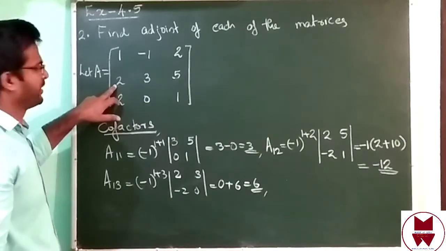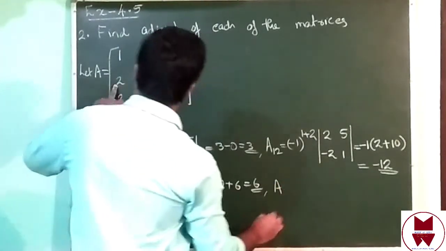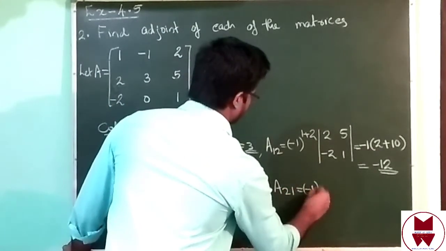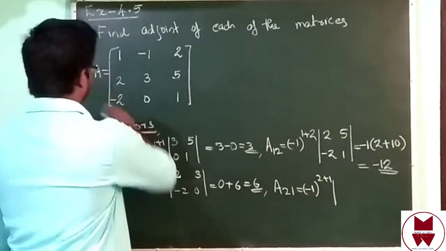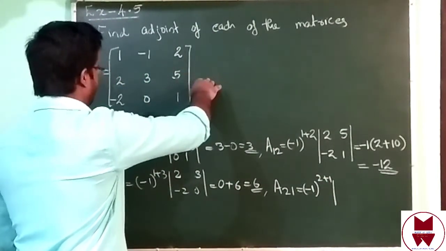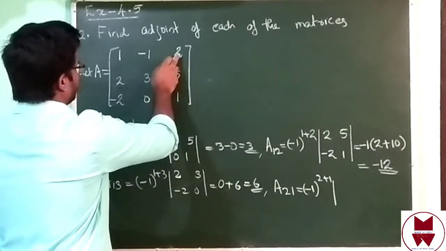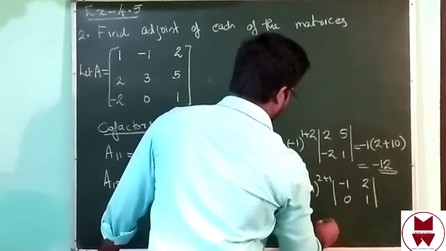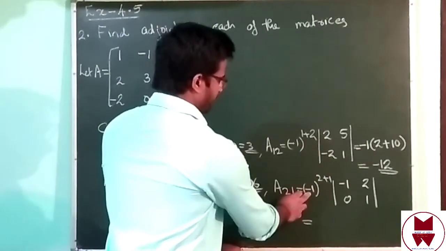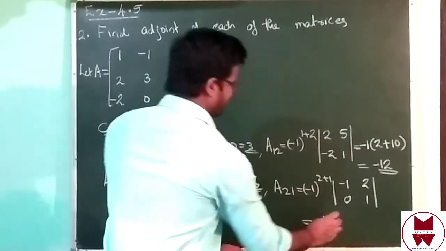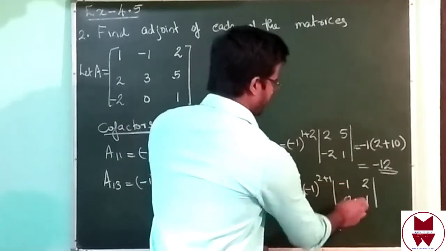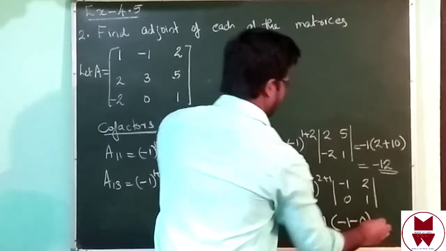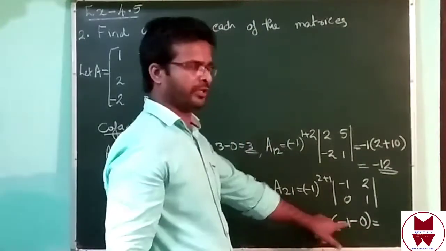Then check in the second row. A21: minus 1 raised to 2 plus 1, determinant. Just delete this second row and first column. What is remaining? Minus 1, 2, 0, 1 equals minus 1 whole cube. We'll get minus 1 into, then minus 1 into 1, minus 1, then 0 minus 0 into 2, 0. What will you get in here? Minus 1 into minus 1, you will get plus 1.